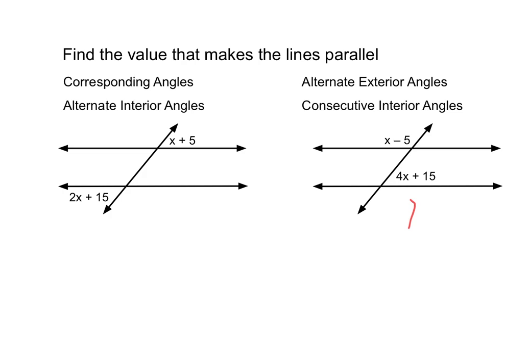What would we call these two? Alternate exterior, okay. And what do we know about alternate exterior? If these are parallel, they have to be congruent. So I would set this equal to this, solve for x. And then sometimes it may ask us what the angle would need to be. Sometimes it may just ask us what x has to be.